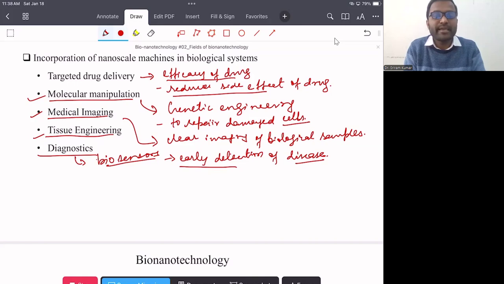For example, in cancer, we can only diagnose the cancer in a patient after the second stage. So what about if we diagnose that cancer in the first stage? We can save the lives of millions of people worldwide. So these are the applications of the nanoscale machine in the biological system.